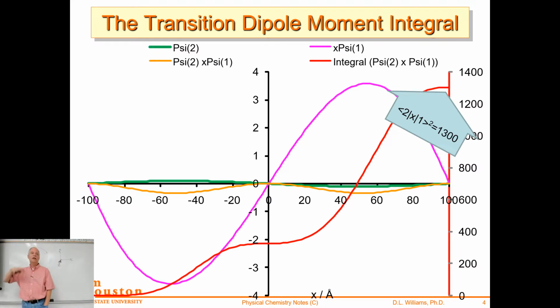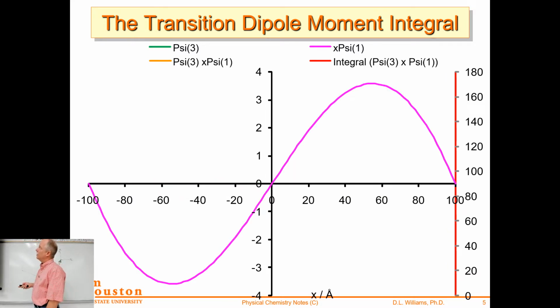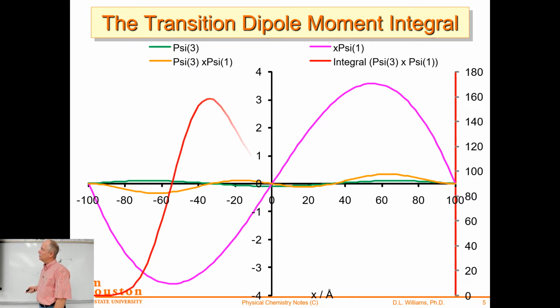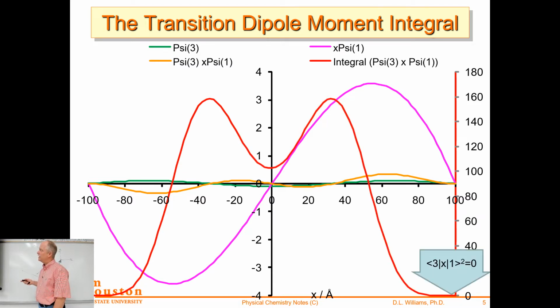So for the n equals 1 to n equals 2 level, this is for a 7 angstrom box and an electron, you get quite a large transition dipole moment, 1300. Looking at wave function 1 and 3, so this is going from the ground state to the second excited state, or n equals 3. Here's the integral. In the middle of the box, you've got some non-zero results, but at the end, the positives and the negatives cancel out, and you end up with a transition dipole moment integral of 0.